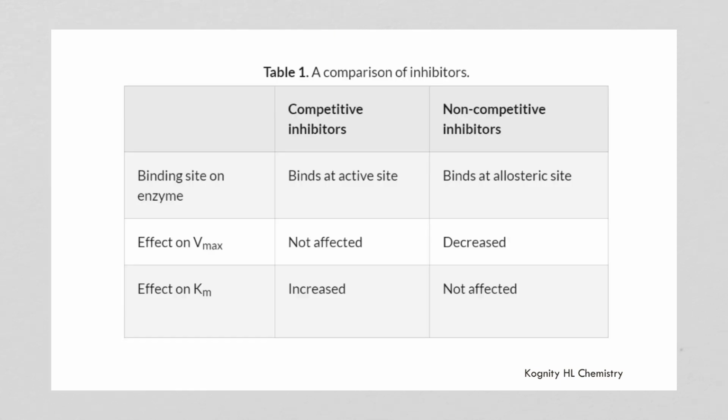So this table summarizes the two differences. What I've just talked about in the last two slides: competitive inhibitors bind at the active site, don't affect the maximum rate of reaction, but do affect the Michaelis constant. Non-competitive inhibitors bind at the allosteric site. They decrease the maximum rate of reaction that you can reach, but they don't affect the Km.